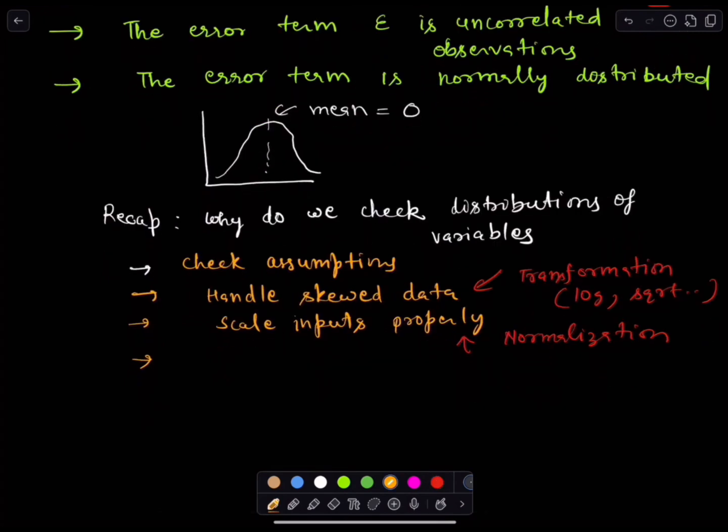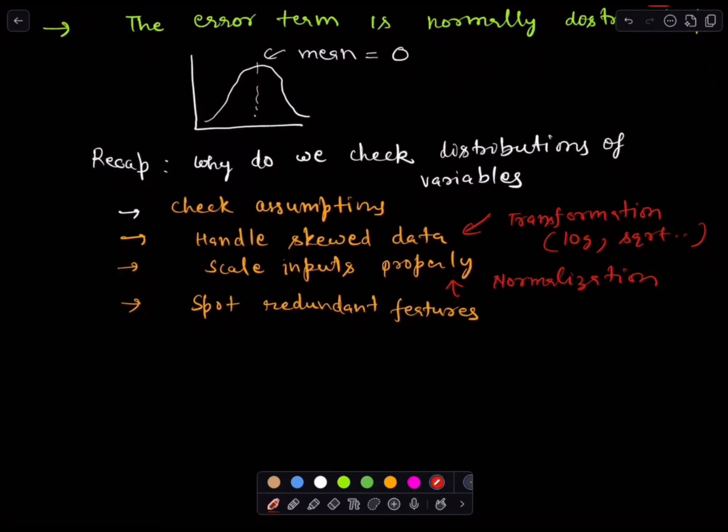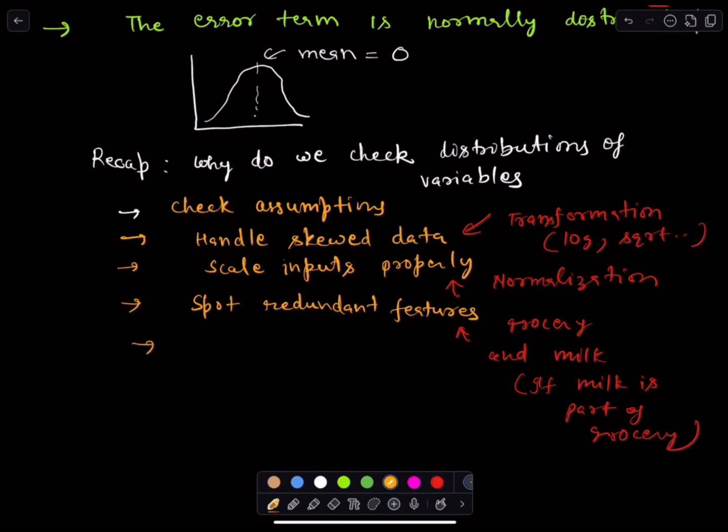Then you also need to see whether you spot any redundant features. For example, if you have grocery and milk both in your equation, maybe you need to think: what if the milk is already part of grocery? The milk here is actually a redundant feature. And then the last point is to improve accuracy. To improve the accuracy of your model, you need to focus on feature engineering.